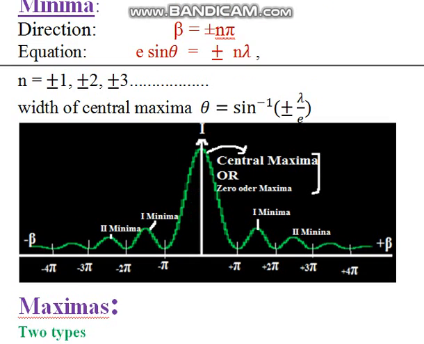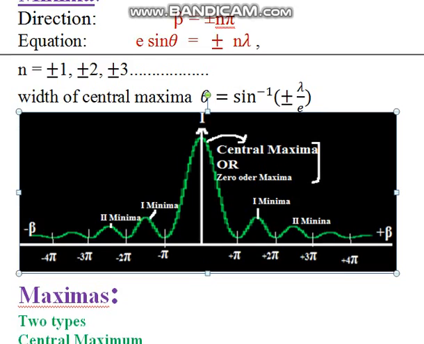This figure was already discussed in the last video lessons, where we put the angles of the minima, the beta values. Here you can see that the first minima is at pi, then after that 2 pi, 3 pi, 4 pi. Beta is equal to plus minus n pi, so plus for the right side and minus for the left side. So these are the minima.